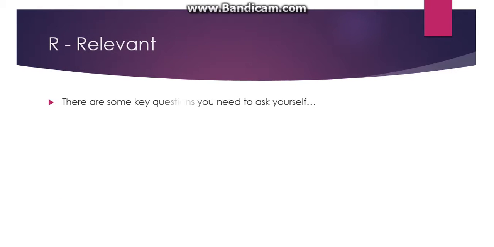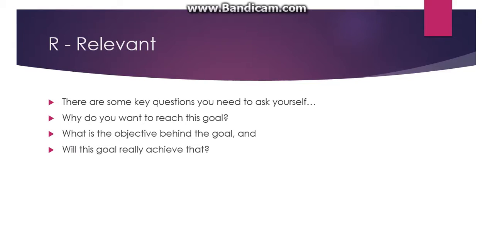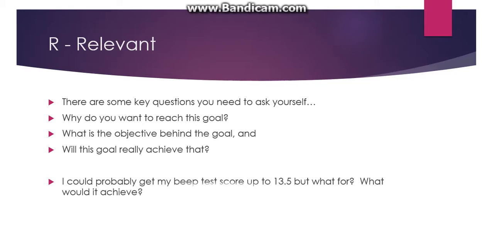Now, again, the relevance. So you've got some key questions you need to ask yourself here about the goal that you're setting. Why do you want to reach this goal? What is the objective behind the goal? And will this goal really achieve that objective? Okay. So as we've listed there, I could probably get my beep test score up to 13.5, but what for? What would it achieve? Okay, so you need to think about this goal and go, can I reach it? And why do I want to reach it? What's the objective?